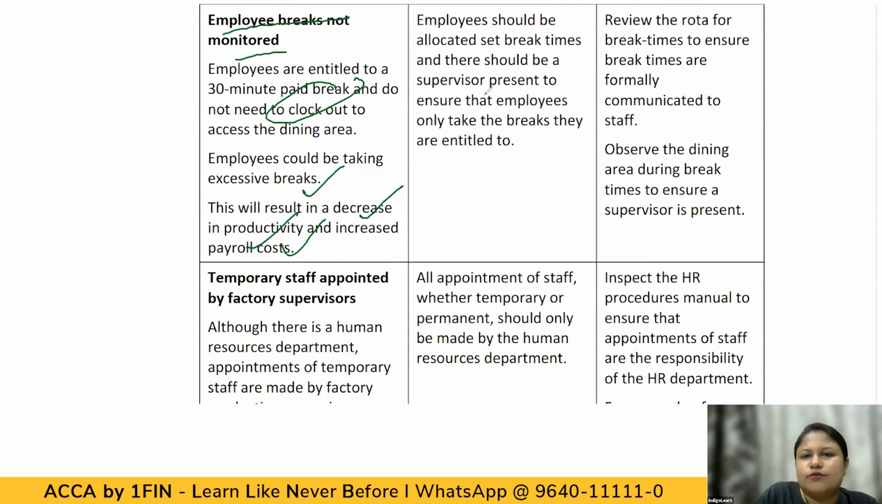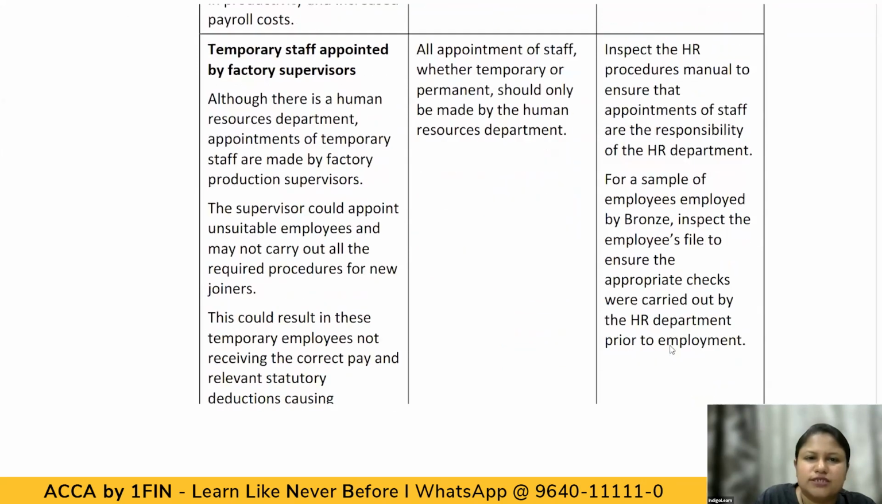So here, break time also you have to apply a supervisor. That is the way in which you'll be able to mitigate this. So auditors should review whether break times have been properly supervised, and there should be a formal communication to the staff. Observe the dining area during the break time to ensure the supervisor is really present or not. So you should also check whether things are really happening the way they are communicating to us.